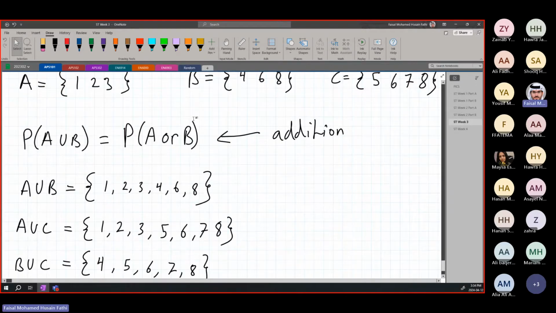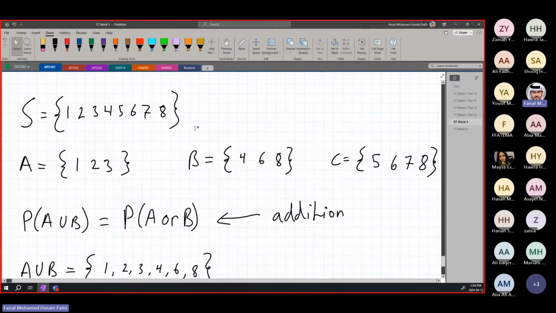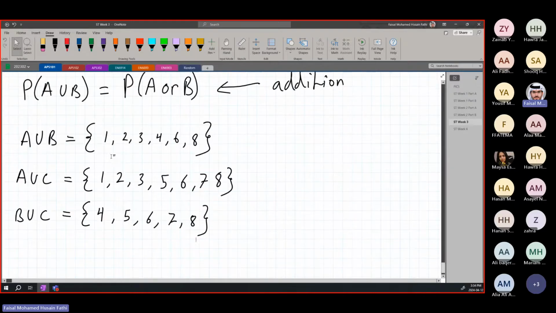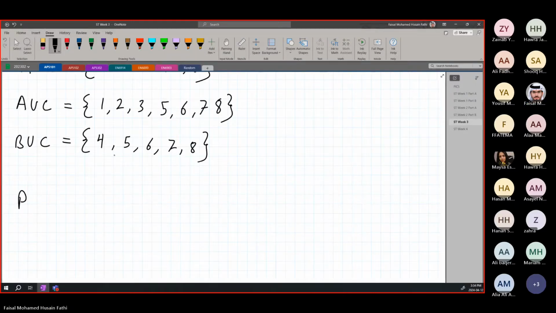So now when we want to look at the probability of this occurring, we're going to be looking at the probability of this event occurring compared to the sample space that we have. So let's look at P of A union B.